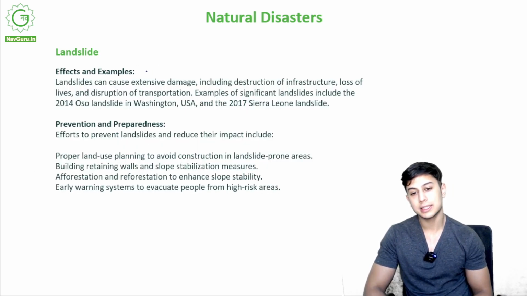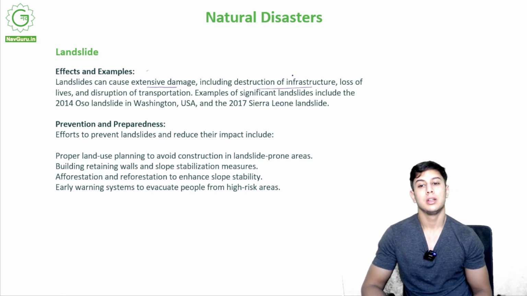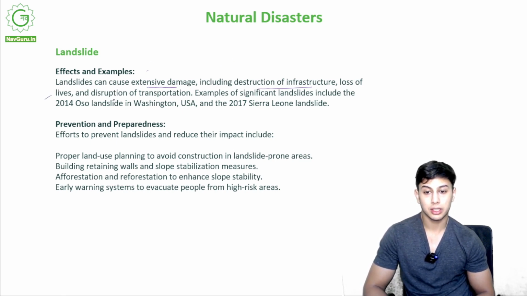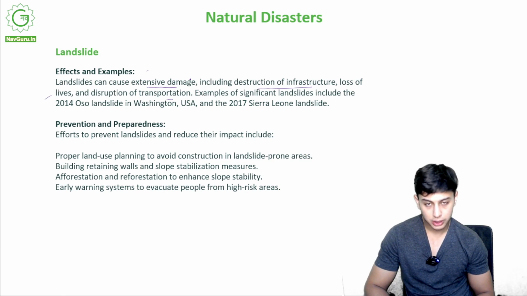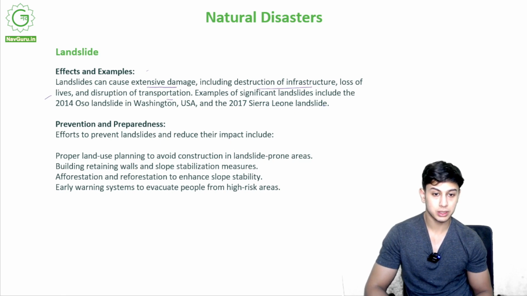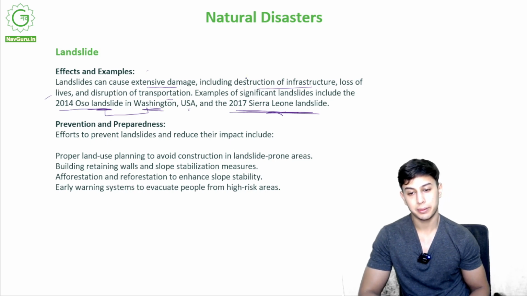Now, what are some effects and examples? Landslides can cause extensive damage, including destruction of infrastructure. Roads are disrupted, transport is disrupted, a lot of mines suffer landslides, and there is loss of lives, because the workers working there would be hurt and lose their lives. So if there is a landslide on a road, that road has now been destroyed. Now how will people travel, right? So, disruption of transport. Examples include the 2014 Oso landslide in Washington. This was a very severe landslide. And the 2017 Sierra Leone landslide. This was also a very severe landslide.